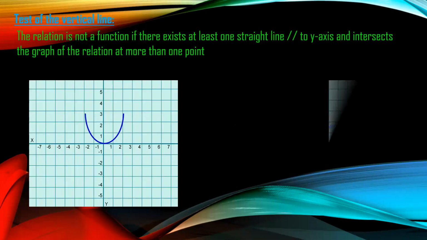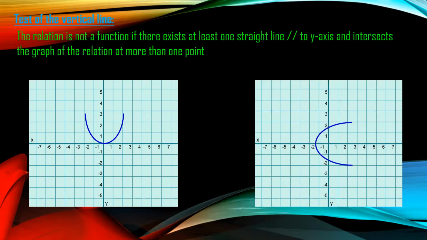In the opposite figure, if we draw a vertical line at any place on the curve, it will intersect it at at most one point, so this graph represents a function. But in this figure, if we draw a vertical line, as you see, it intersects the curve at 2 points, so this is not a function.